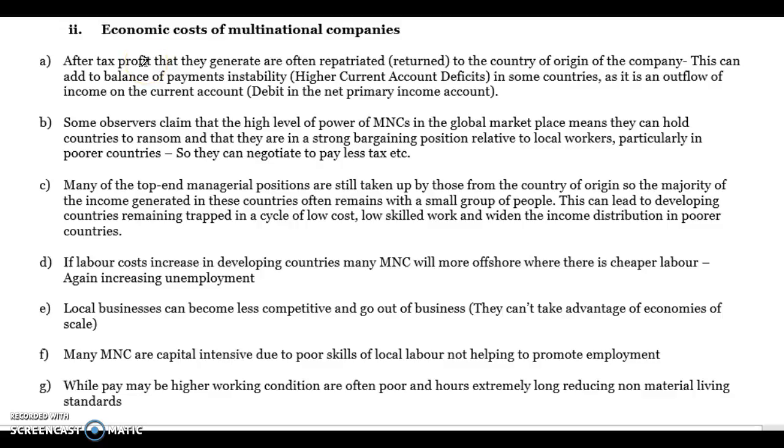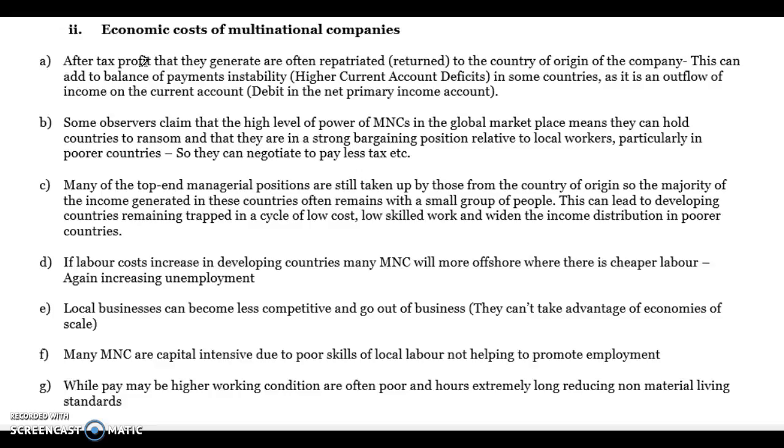Okay, this video is all about the economic costs of multinational corporations. So I've discussed some of the benefits that they can provide. This is looking at some of the negatives that they can provide for both developing and developed countries. One negative of multinational corporations is that even though they pay tax in that country, often the profits that they generate will be repatriated or returned overseas to the country of origin.